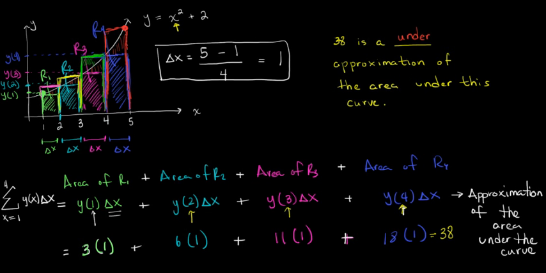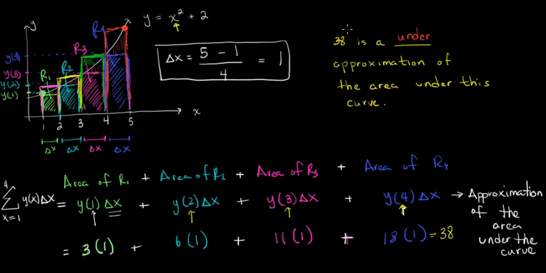So here would be my last over approximation. So now I could definitely say that my over approximation of the area underneath the curve would definitely be greater than 38.